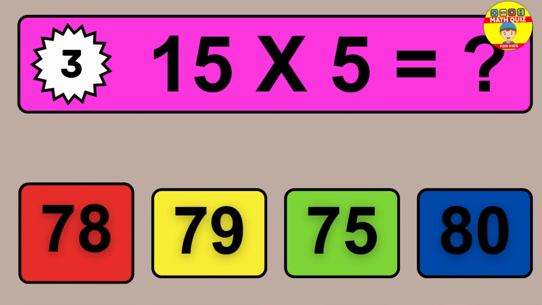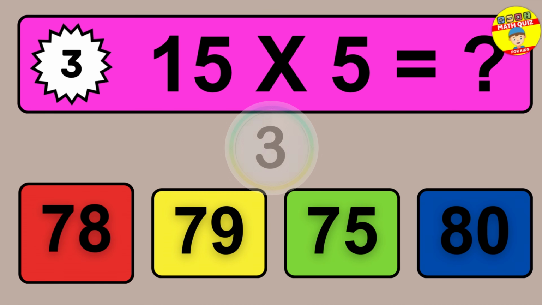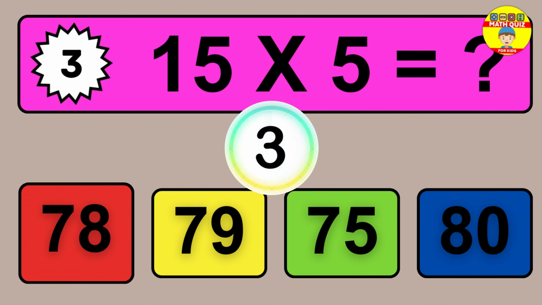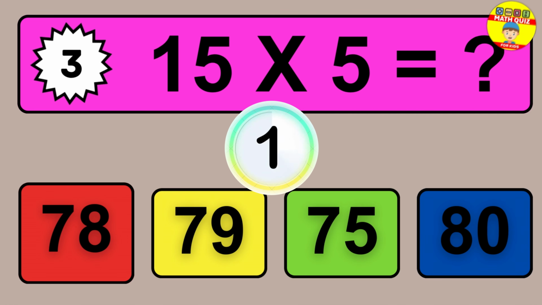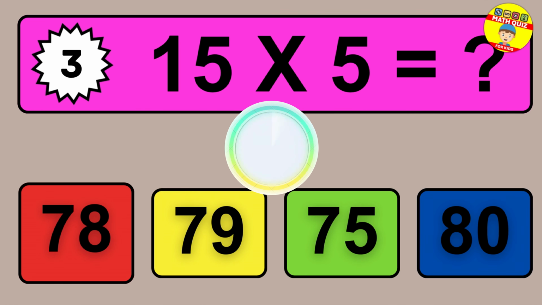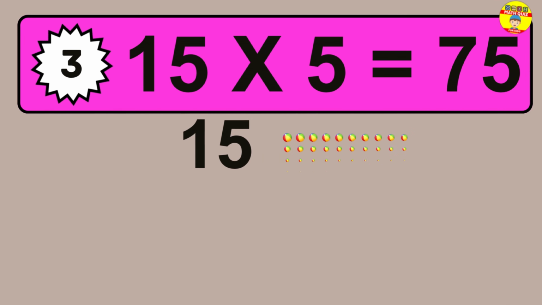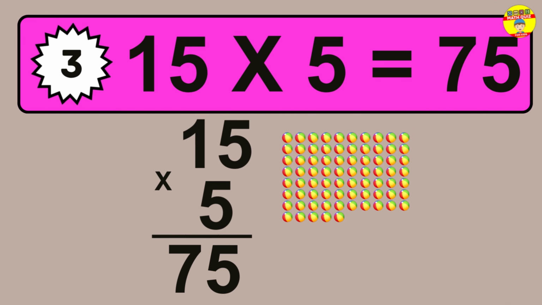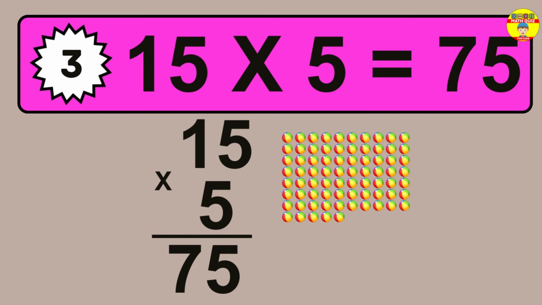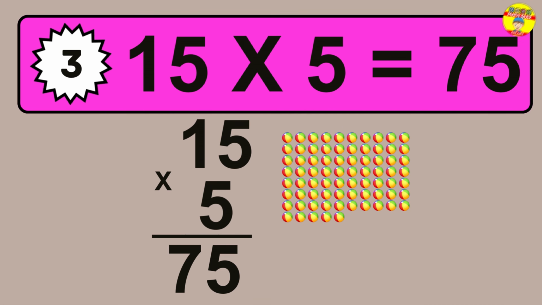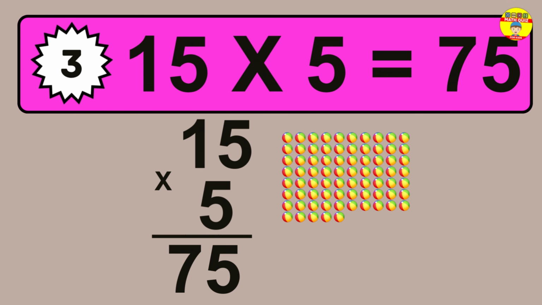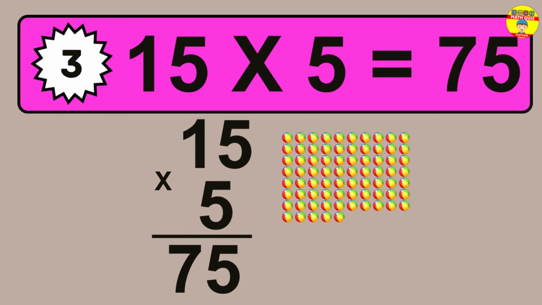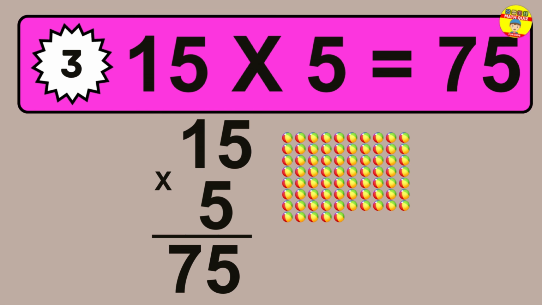Question 3. 15 times 5 equals what? So the answer is 15 times 5 is 75. To calculate, we have 15 groups with 5 balls each one. So how many balls do we have? 75 balls.